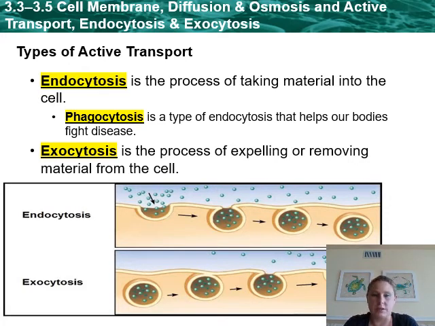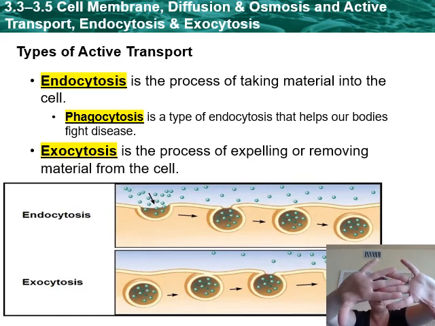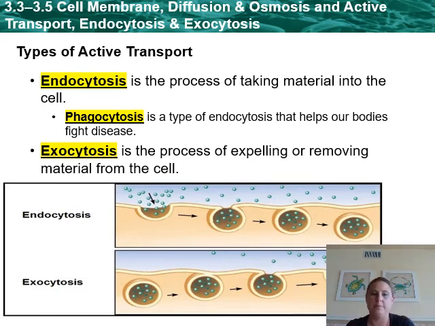Then we have exocytosis, and again, exocytosis is a type of active transport. The cell has to use energy to do this, and exo sounds like exit. So exocytosis is the process of expelling or removing material. Material is exiting the cell. And again, the cell actually has to push it out. So it's pushing it out of itself. Okay, so that's exocytosis.